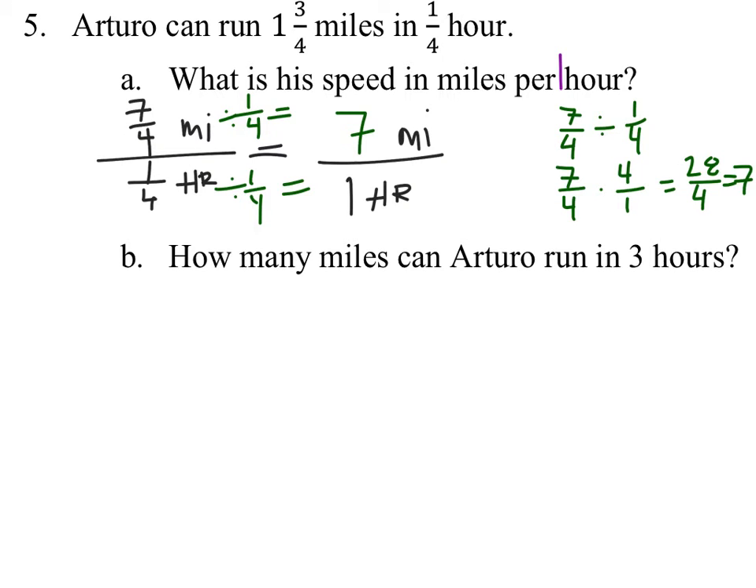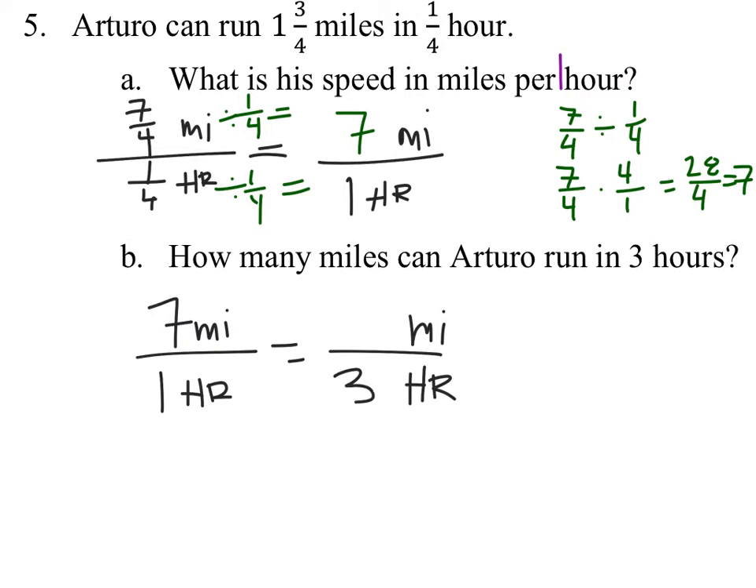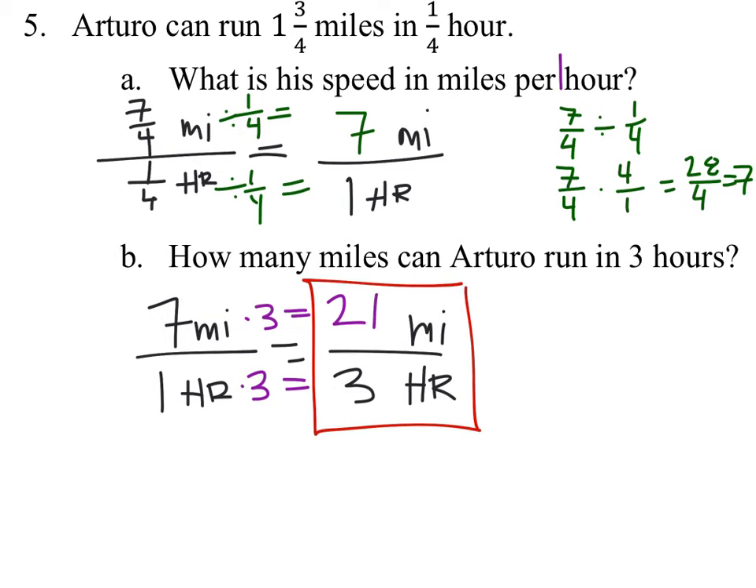Part B, so we can use that unit rate, 7 miles every 1 hour, and figure out how many miles good old Arturo can run in 3 hours. So how could we do that? You times 7 by 3 because you times 1 by 3 to get 3 hours. Excellent, you have to do it to both sides. Correct. And how many miles is that? 21. So every 3 hours, Arturo is going to run 21 miles.